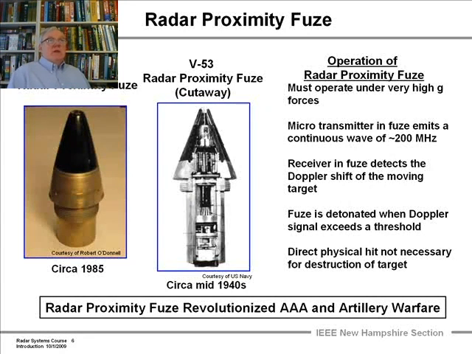The second was the radar proximity fuse. Here we have a photograph, courtesy of yours truly, and here is an actual 1980s version of a radar proximity fuse. There's a dielectric warhead that holds the antenna, and they operate at around 200 megahertz. They use Doppler frequency shift of the radar signal that's emitted out to detect the moving target, and when a threshold is crossed, the fuse is detonated, and that allows physical destruction without hitting the target.